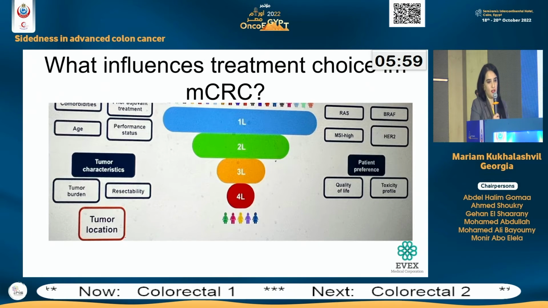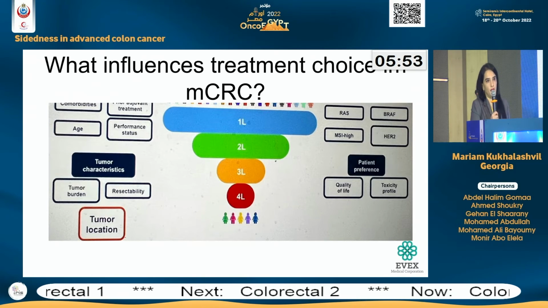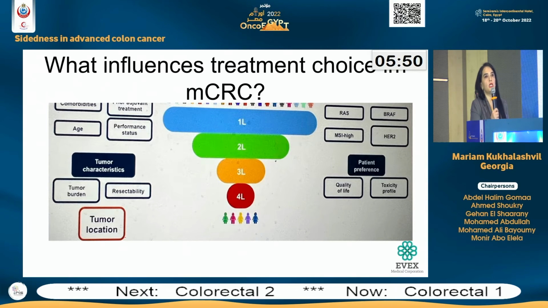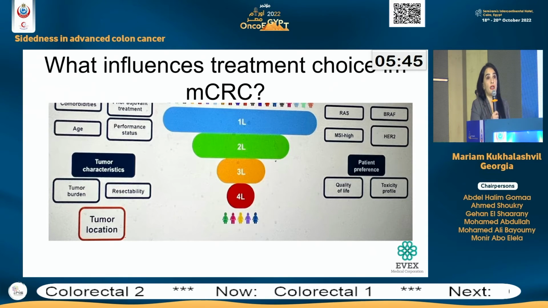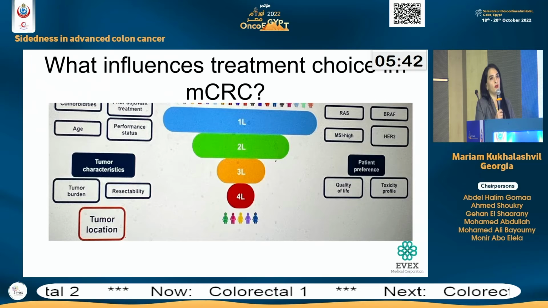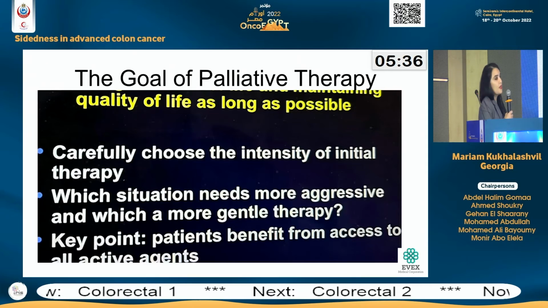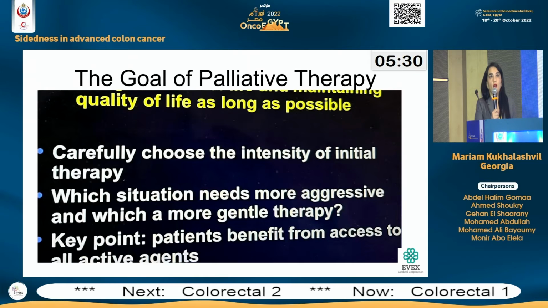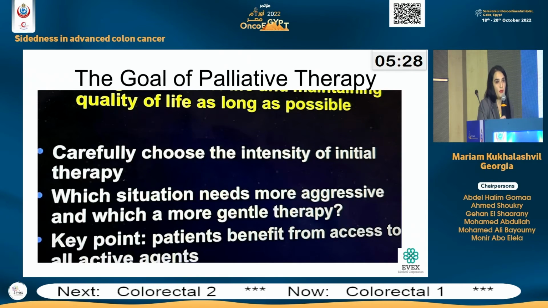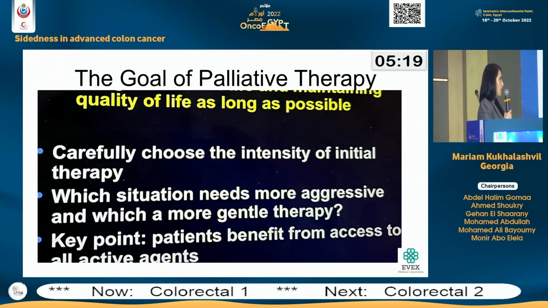Not only sidedness is important. We know very well that patient comorbidities and also preferences, tumor biology and side effects, many other factors should be considered to make a decision about the first-line treatment choice. For us, it's very important to distinguish what we want to achieve with our treatment strategy. Do we need intensive therapy? Do we need gentle therapy? What is our goal of palliative treatment?